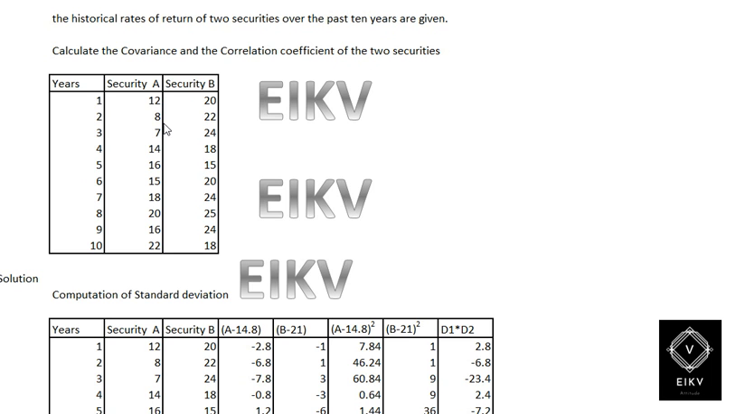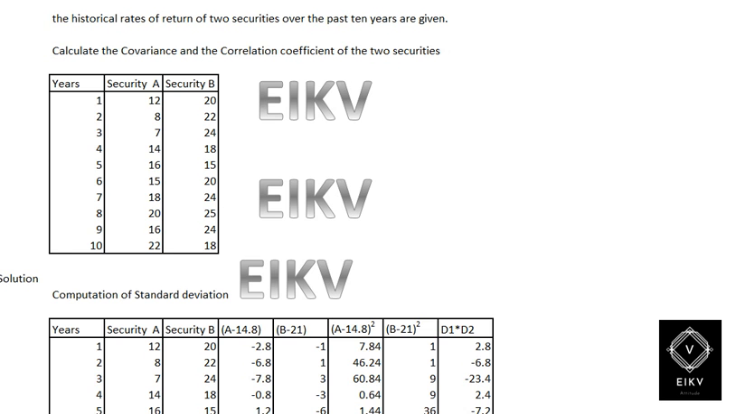The securities have been given for the years from 1 to 10, and security A would be 12, 8, 7, 14, 16, 15, 18, 20, 16, 22, and for security B it would be 20, 20, 22, 24, 18, 15, 20, 24, 28, 24, and 18.